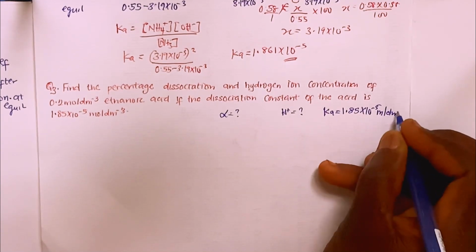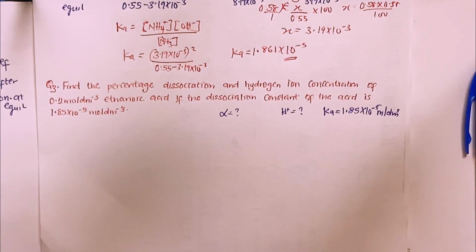So you get it now. Let me try the first thing: to get our alpha, which is the degree of dissociation, we can just apply Ostwald dilution law here.